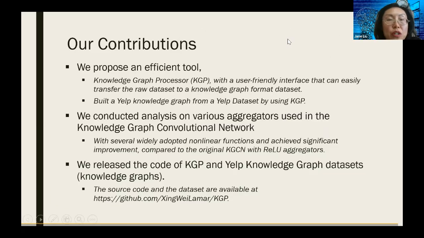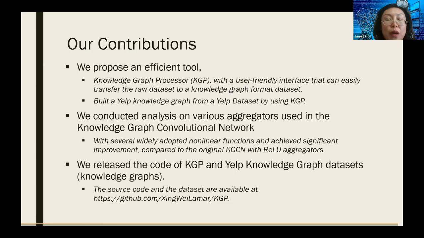So our contribution: we give a brief introduction about the basic recommendation system, the traditional recommendation system, and the knowledge-based recommendation system. So we propose an efficient tool called the Knowledge Graph Processor, KGP, which is a user-friendly interface that can help the user generate the knowledge graph. So if we have a raw data set, then we feed this into the KGP.